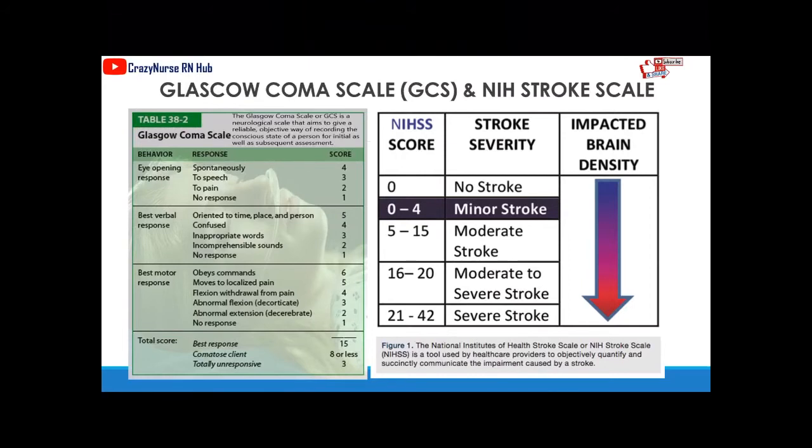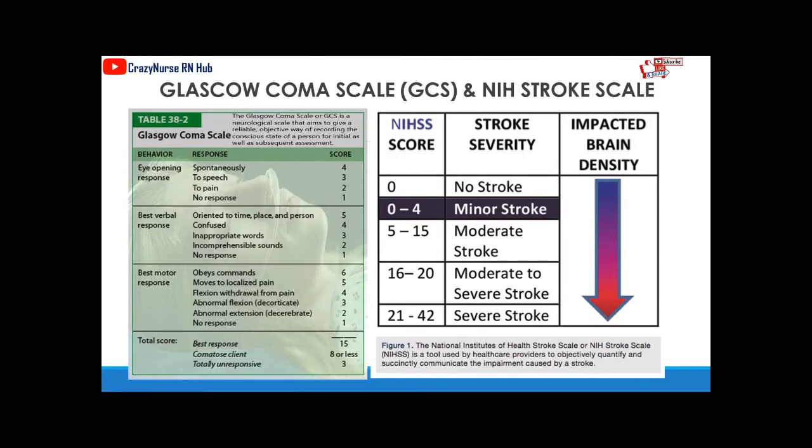The three areas assessed in the GCS correspond to the definition of coma as the inability of a patient to speak, obey command, or open the eyes when a verbal or painful stimulus is applied. Specific assessments evaluate the patient's response to varying degrees of stimuli. Three indicators of response are evaluated. First, the opening of the eyes. Second, the best verbal response. And third, the best motor response.